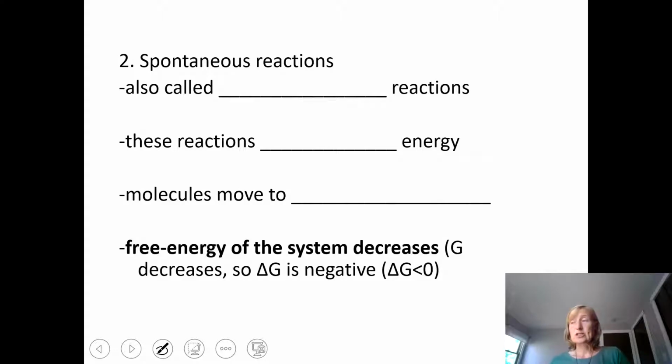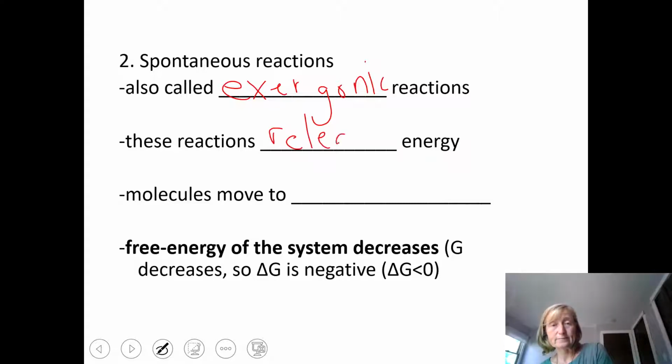So spontaneous reactions are also called exergonic reactions. Exergonic or spontaneous reactions are energetically favorable reactions. So these reactions actually release energy. And in this situation, molecules move from less stable to more stable positions.